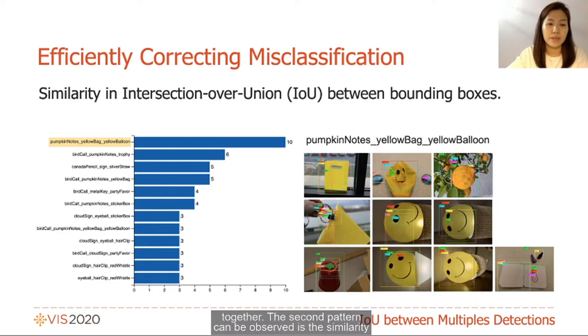The second pattern that can be observed is the similarity in the intersection over union, or the IOU, between bounding boxes. It means that if a set of bounding boxes are overlapping with each other and this pattern is repeatedly observed, this can be seen as the pattern to mark multiple classes together.